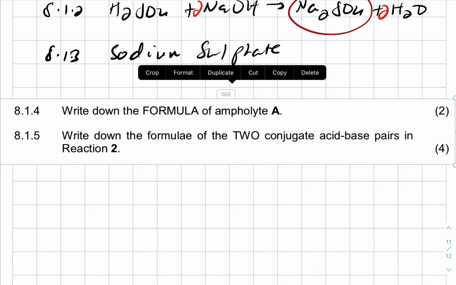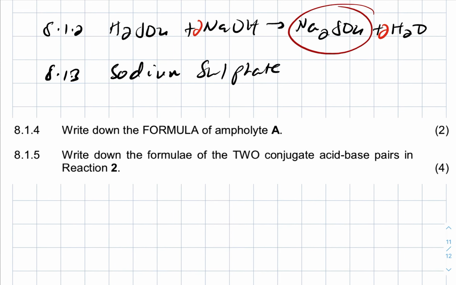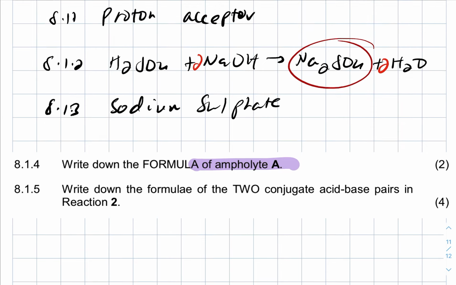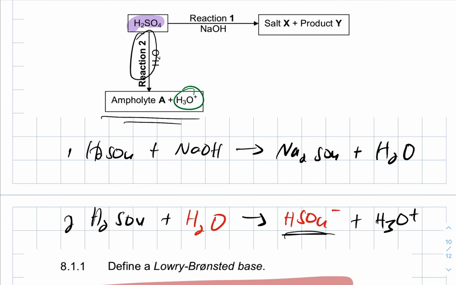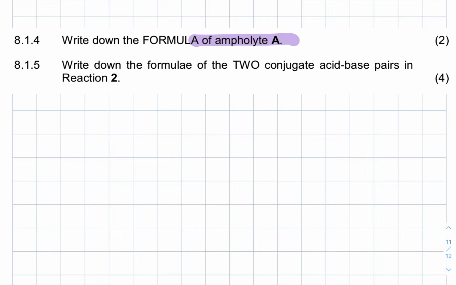All right, let's go ahead and look at 8.1.4. Now 8.1.4, they want us to write down the formula for the ampholyte A. Now, it's good that we've done those equations first, so it's pretty much simple for us to just do that. So the ampholyte A is this, the hydrogen sulfate. They want the formula, so we did give them the formula for the hydrogen sulfate ion. That's 2 marks, pretty much easy.